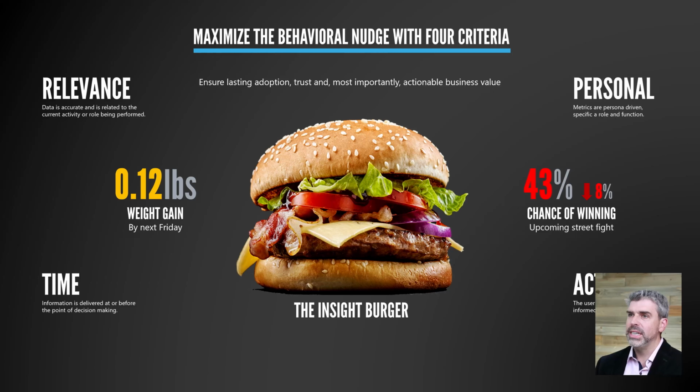So you can see that the data needs to be personal. And this is a core concept of this course. It is why we focus on persona design. Now imagine I'm overweight, so I'm different to you. My goal is to increase my weight. Then eating this burger may actually be aligned with that goal. Also, I don't do a lot of street fighting, so the chance of winning isn't a thing for me. I don't care about that.